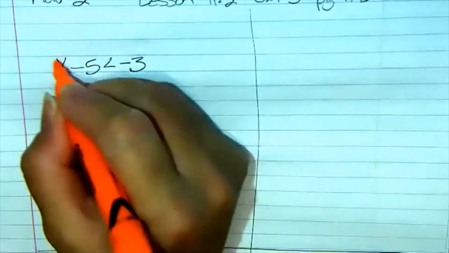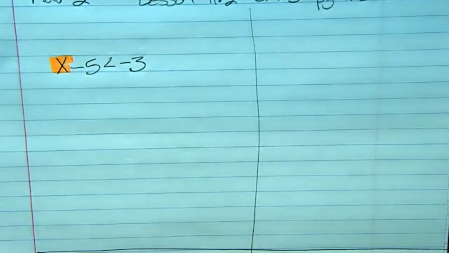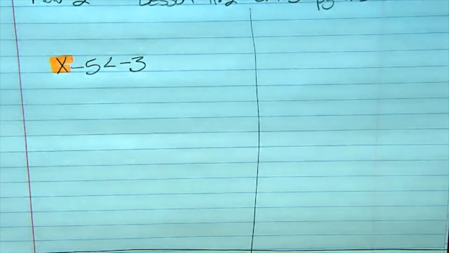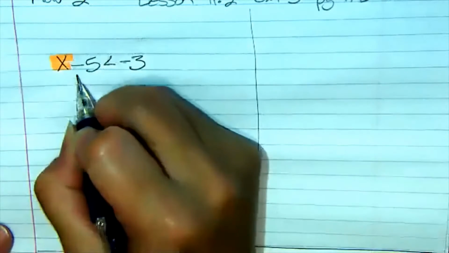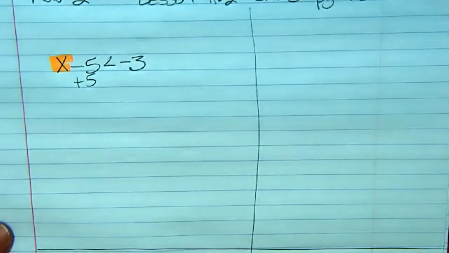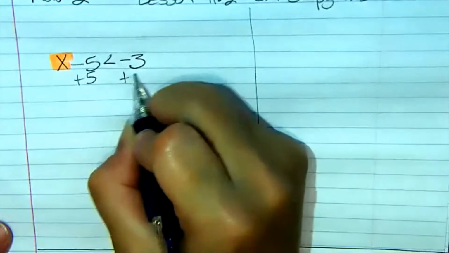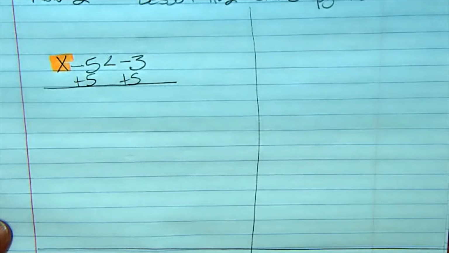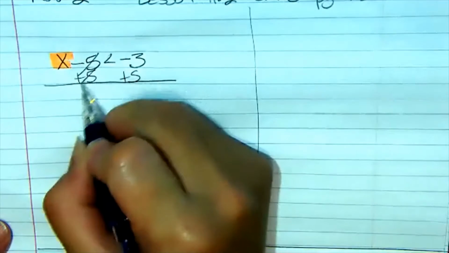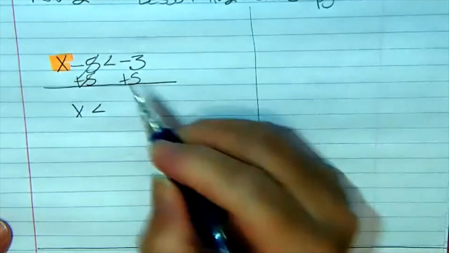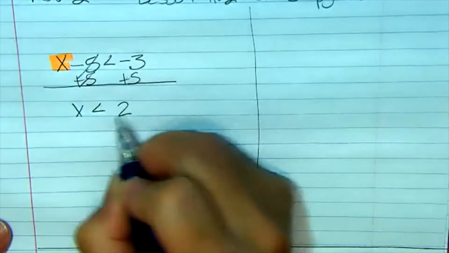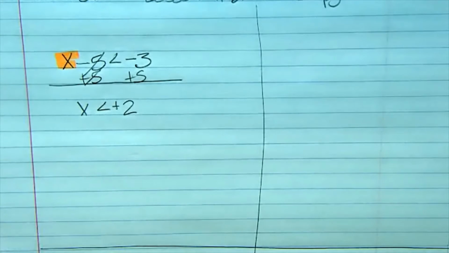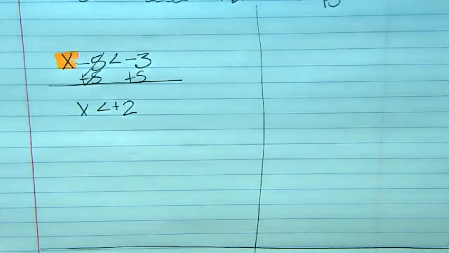So the first thing I need to do is isolate my variable. To isolate the variable, I need to get rid of this negative 5. I need to undo it, which means I'm going to use inverse operations. I'm going to add 5. And what I do to one side, I must do to the other. So these guys cancel, and I have x is less than, I have a negative and a positive, so I'm going to subtract, keep the sign of my largest number. So x is less than positive 2. Perfect. x is less than positive 2.